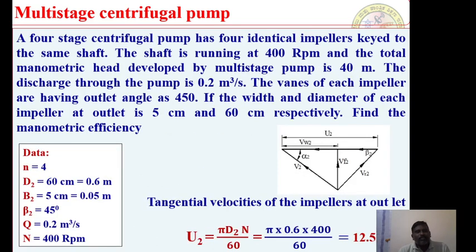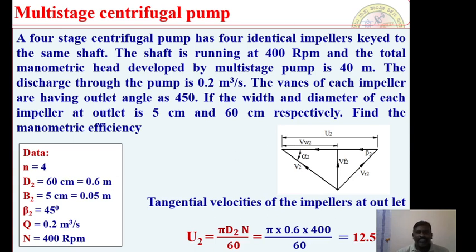Next, let us think about the second problem. A 4-stage centrifugal pump has 4 identical impellers keyed to the same shaft. The shaft is running at 400 rpm and the total manometric head developed by the multi-stage pump is 40 meters. It is the total head developed by 4 stages. The discharge through the pump is 0.2 meter cube per second. The vanes of each impeller have an outlet angle of 45 degrees. If the width and diameter of each impeller at outlet are 5 cm and 60 cm respectively, find the manometric efficiency. You collect all the data on one side.